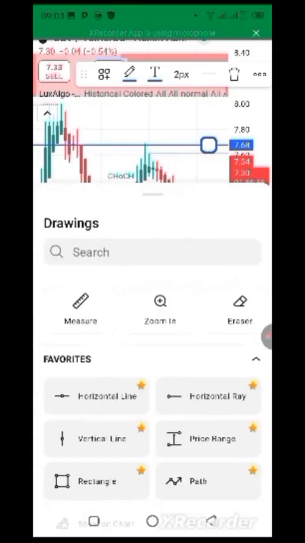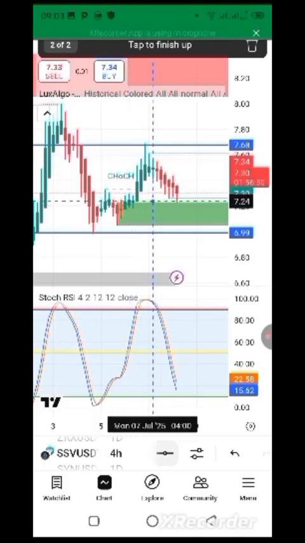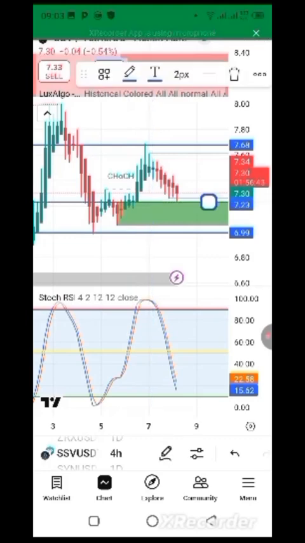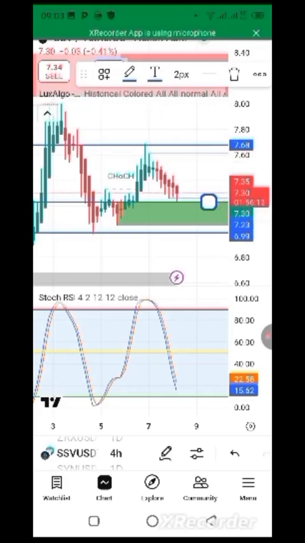Now, if we use the order block, we can bring the horizontal line and put it here at the beginning of the order block. Okay, when you put it there, it means that the robot is going to buy at the preset price. The preset price is 7.23. Here you can set 7.23 as your preset price, and then the take profit.